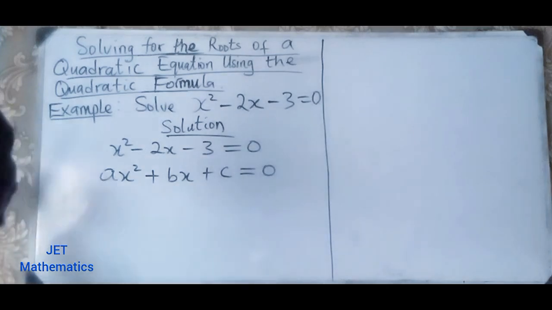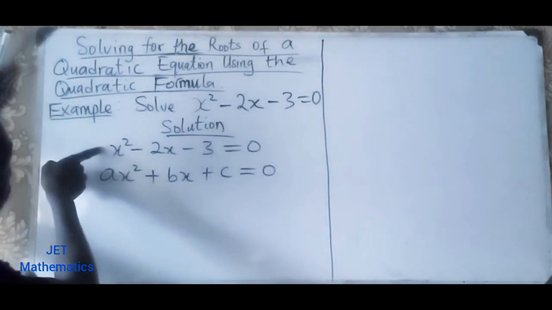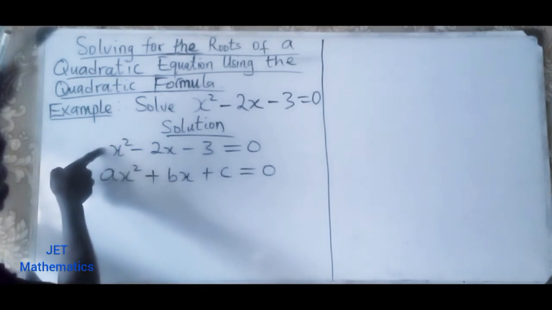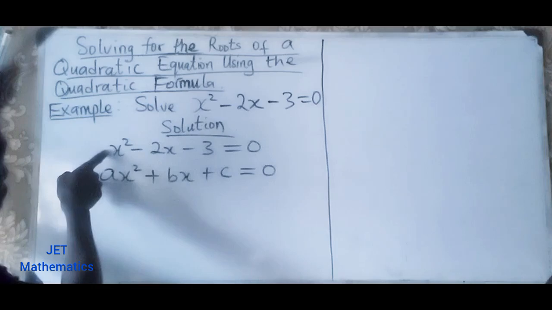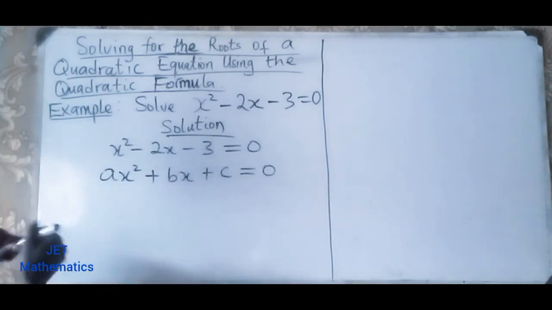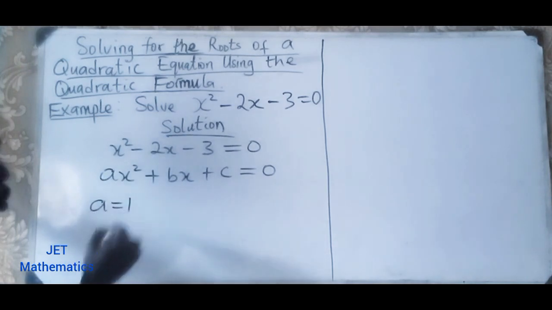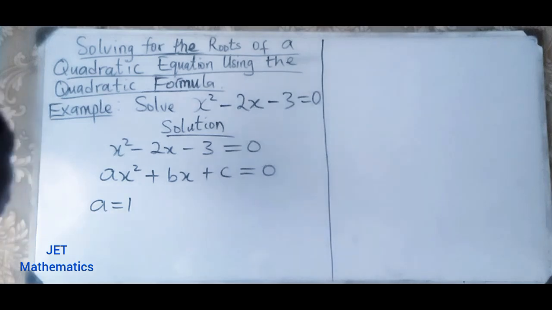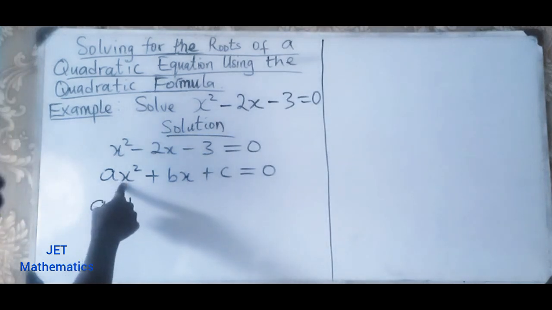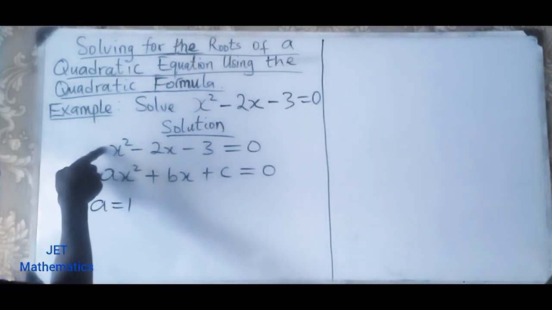Obviously, what represents a in this given equation is the coefficient of x squared, and that is 1. So a is equal to 1. A is the coefficient of x squared, so the coefficient of x squared here is 1.